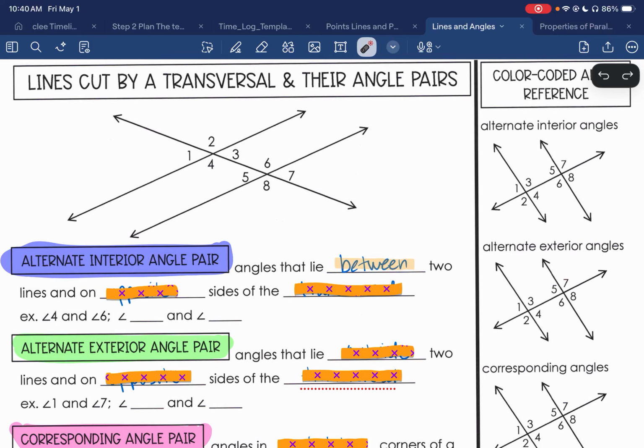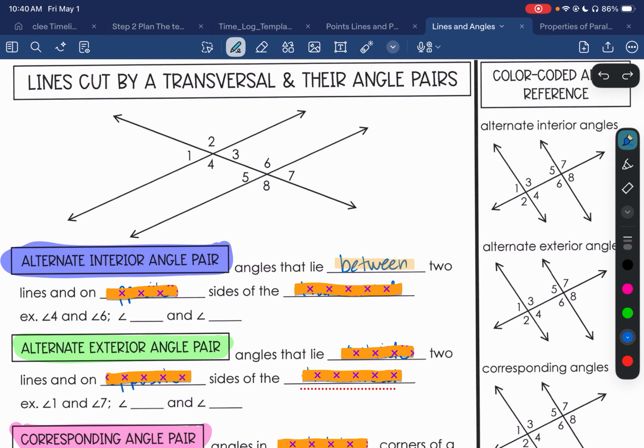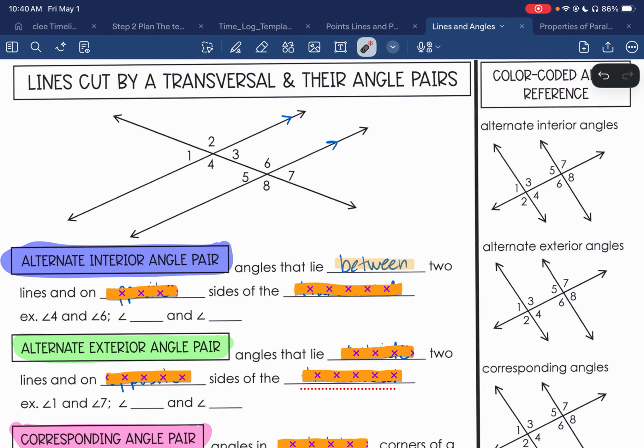All right, here's your lesson: lines cut by a transversal and their angle pairs. So here are my parallel lines right here. Parallel lines are typically indicated with little arrows showing that those are my parallel lines, and they're cut by a transversal, meaning they're cut by another line.